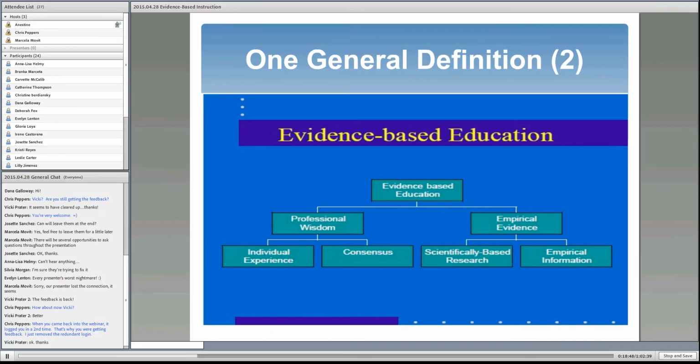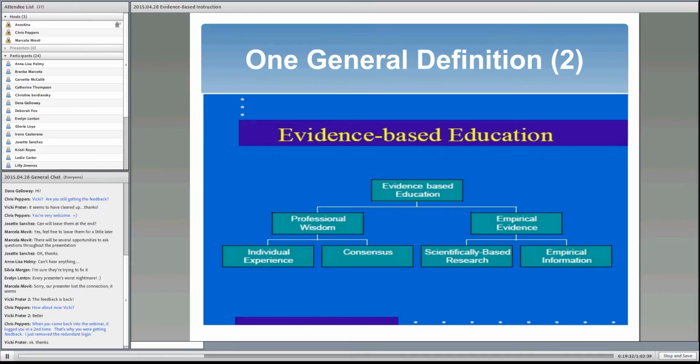As is shown here, in accordance with the definition I just noted, there are two major prongs of evidence-based instruction, each of which has two additional major prongs. The expectation is that there would be a dialogue between the idea of professional wisdom and empirical evidence. In essence, from that 2002 idea, evidence-based education is really an assimilation or incorporation of these two key prongs that I'm showing here.